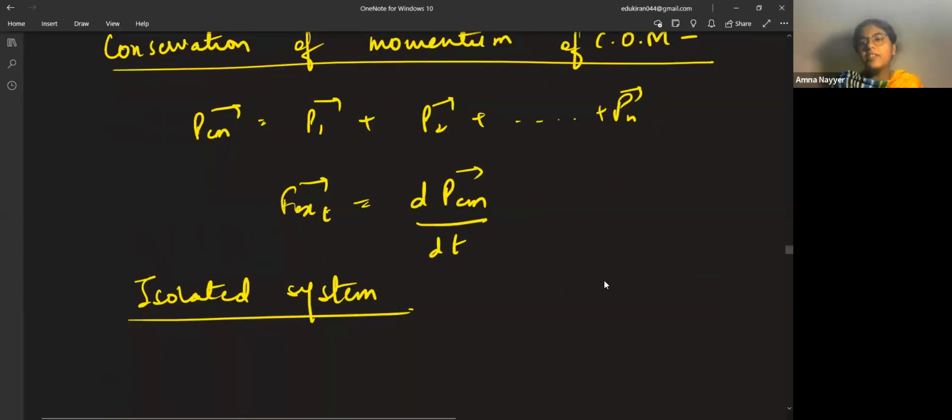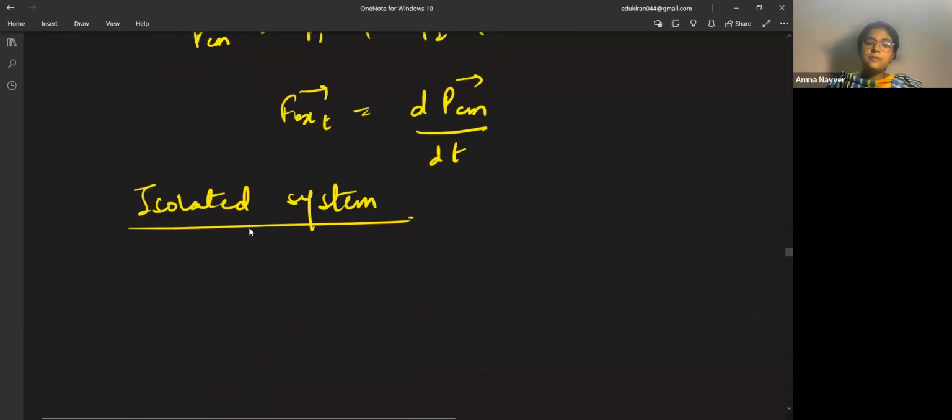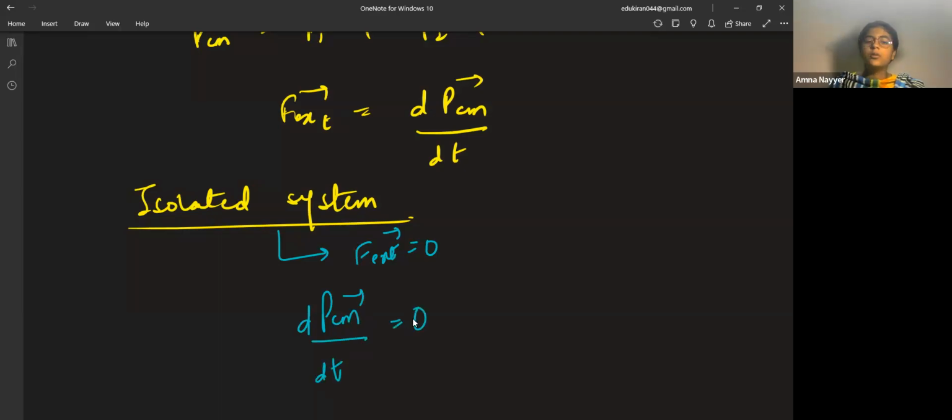See, in conservation of momentum of center of mass, F external will now be dp over dt, the rate of change of momentum. So when we are talking about the momentum of center of mass, we'll use this formula only. But see again, class, one thing, isolated system I had mentioned earlier also. Isolated system means a system where your external force becomes 0. So this will be dP_CM over dt, this is equal to 0.